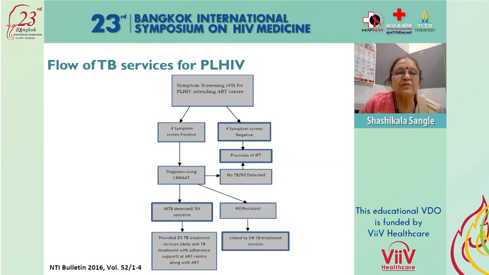Now, how are these TB services given? It is clearly shown in the flow chart for PLHIV. The four symptom screening is done in the ART center. If the four symptom screen is positive, then diagnosis is done by CB-NAT. If TB is detected, then the patient is immediately started on anti-tubercular treatment followed by ART. If the four symptom screen is negative, then they are provided with IPT prophylaxis. Even if CB-NAT is negative, they are also being given IPT.